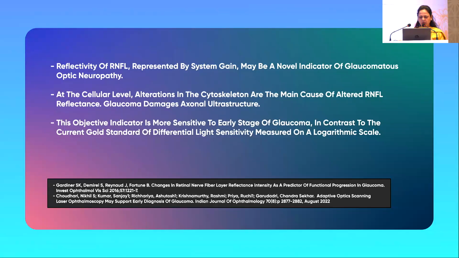glaucomatous optic neuropathy. And at the cellular level, it does manifest and shows that there are alterations in the cytoskeleton. So this objective indicator is going to be more sensitive for the early stages of glaucoma, in contrast to the current gold standard of differential light sensitivity measured on a logarithmic scale. So we can say that these microstructural changes are definitely going to change the glaucoma diagnostic scenario, making it much more possible for us to keep an equilibrium between over-treatment and underdiagnosis.